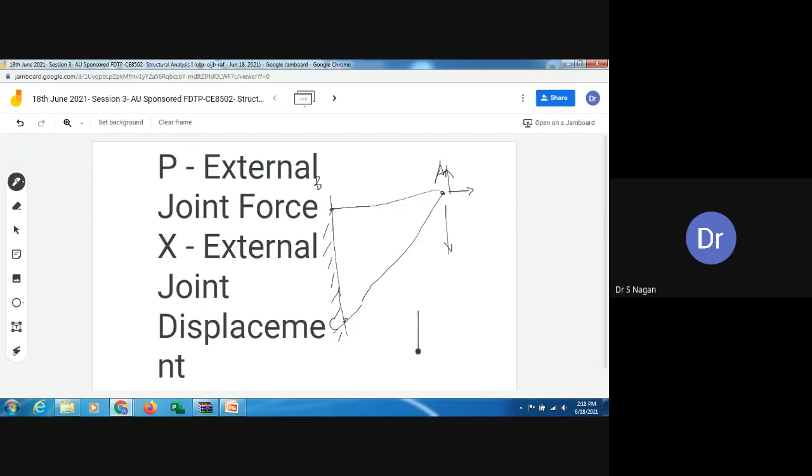In case you have a truss like this, say I have a hinged support here and a roller support here. How will the joints undergo displacement? Tell me the displacement of this joint. This joint can move either horizontally or vertically. Similarly, this joint can move horizontally or vertically. How about this hinged support? Is there a possibility of displacement here?